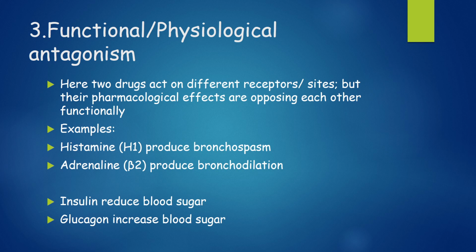Okay. The same way, insulin reduces the blood sugar and glucagon increases the blood sugar. Both are acting on different sites or different regions, and the final action is opposing. So this is known as functional or physiological antagonism.